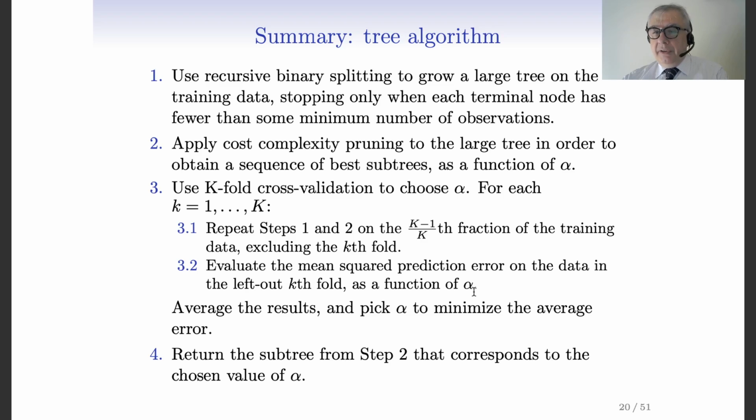I'm repeating this procedure for different values of alpha. So for each value of alpha, I'm going to find an assessment of the mean square prediction error. At this point, I will pick alpha to minimize the average error. Of course, I have to average over the k folds. When I'm done, and I have the optimal alpha, I will go to step 2, where I have my collection of best subtrees. For each of the considered alphas, I have the best subtree. I found the best alpha, and at this point I have the optimal subtree. I think we can stop here for a pause.